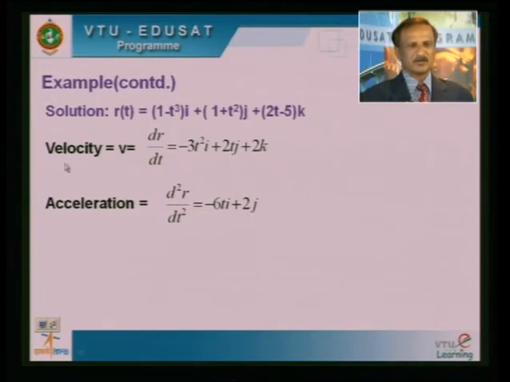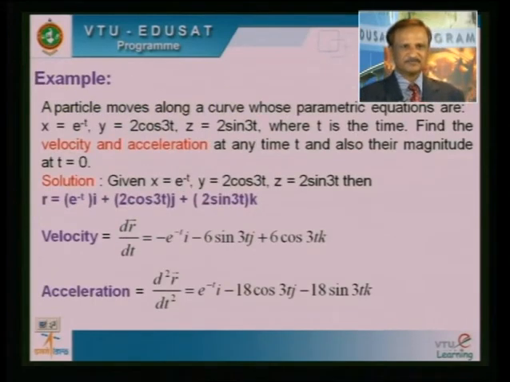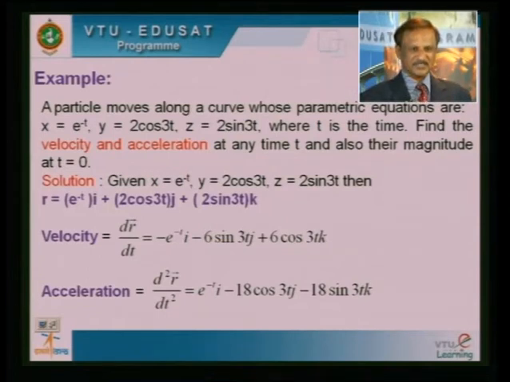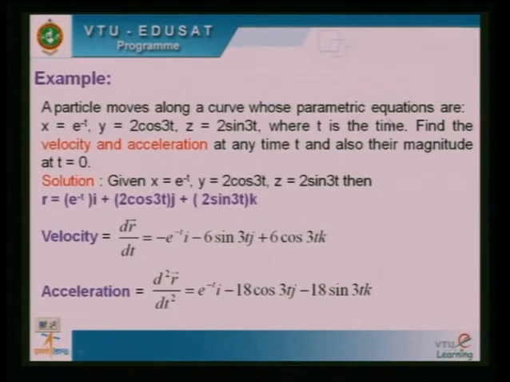Friends, like that, I hope now you are able to calculate velocity and acceleration from the given example. Is it clear? So now you are able to calculate the first derivative, the second derivative, the modulus of the first derivative, the modulus of the second derivative, and you can also calculate velocity and acceleration. Or sometimes a given example may be like this: a particle moves along a curve whose parametric equations are x is equal to e to the power minus t, y is equal to 2 cos 3t, z is equal to 2 sin 3t, where t is the time. Find the velocity and acceleration at any time t, and also their magnitude at t is equal to 0.